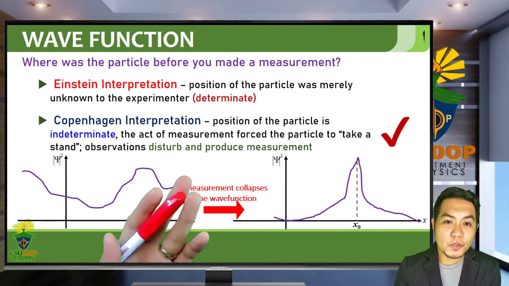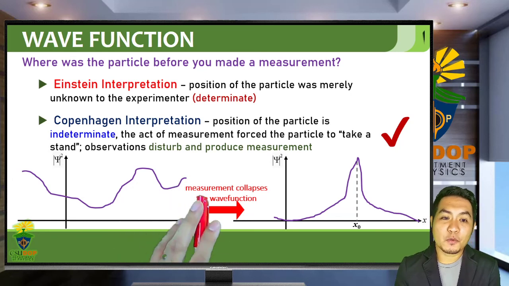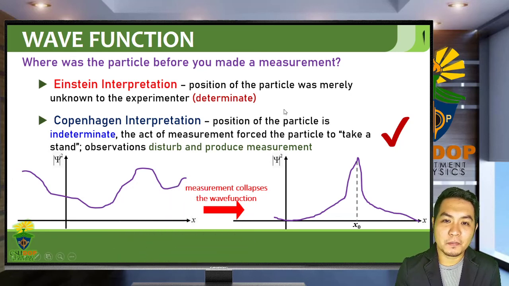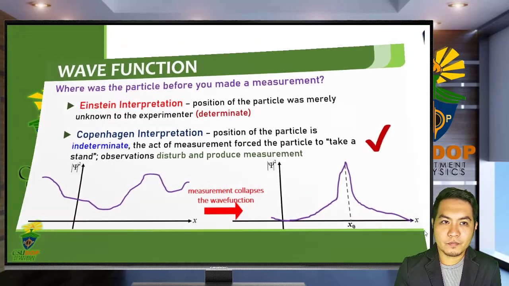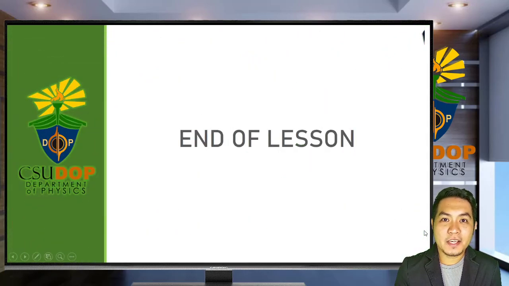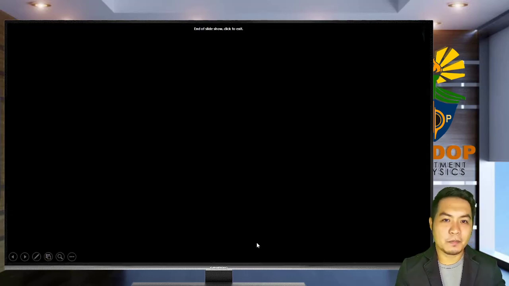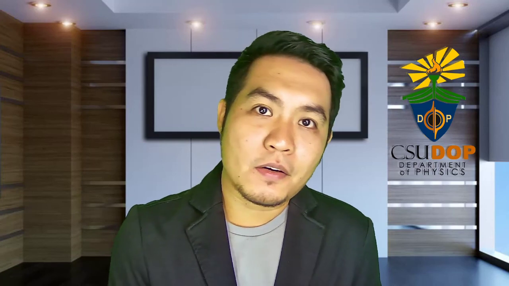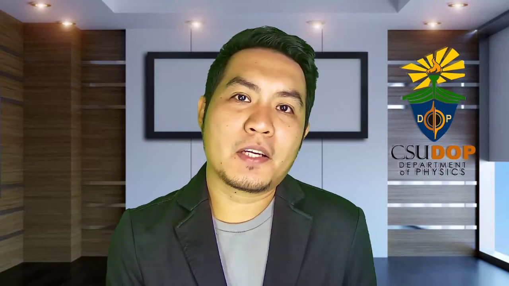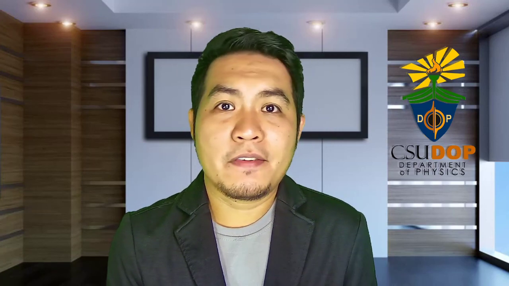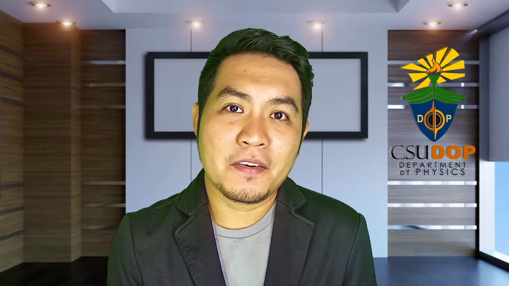We can also use the momentum space wave function if you want to measure the momentum of the particle. So that's the end of this lesson. For the next topic, we will be discussing some basics of probability and how to calculate probability given a probability density function.